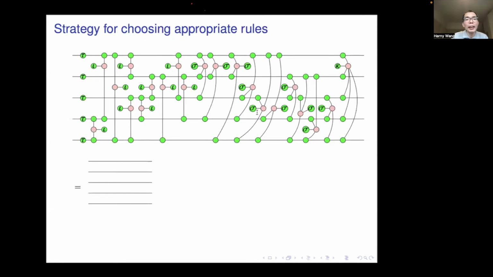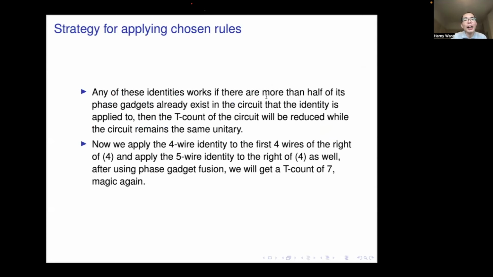So if you have more than half of the phase gadgets, what I mean is, given a quantum circuit, if you already turn them into phase gadgets, if the number of phase gadgets is such that the angles are T gates, right?